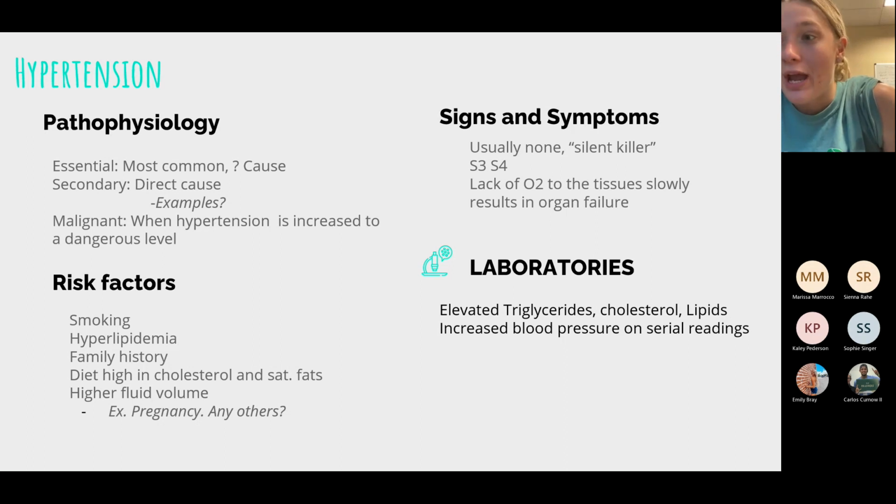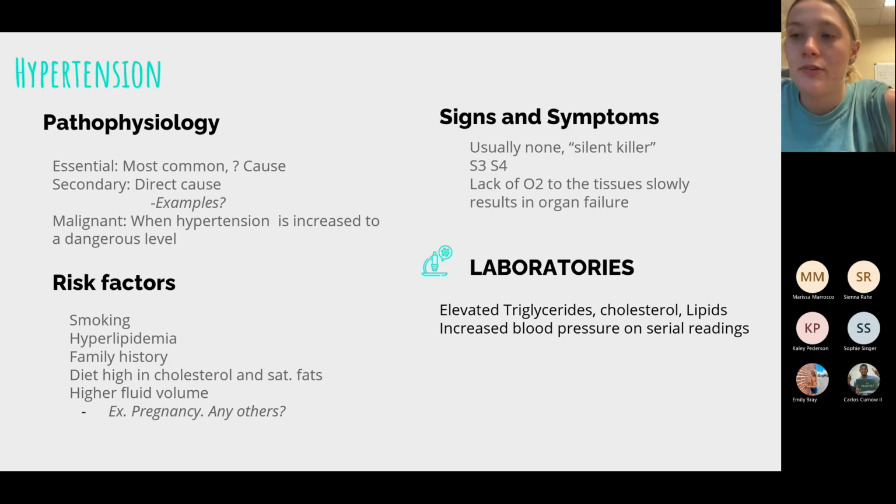Now, if we had secondary hypertension, we have direct proof that there was a cause. A big example would be pregnancy-induced hypertension. We know that the pregnancy caused the hypertension. We can't say for certain that your hypertension was caused by your diet or by your lack of exercise. It's kind of a combination of a bunch of different things, if that makes sense.